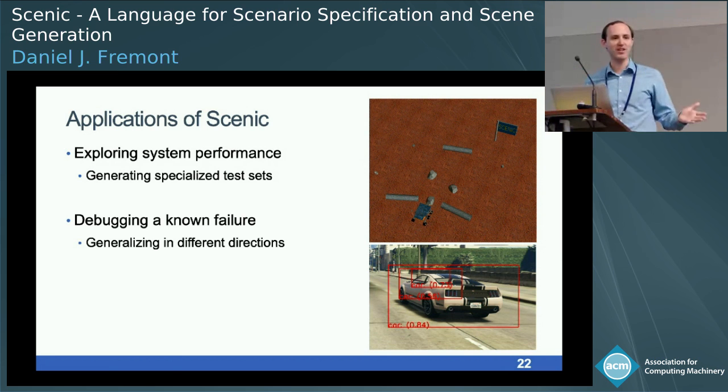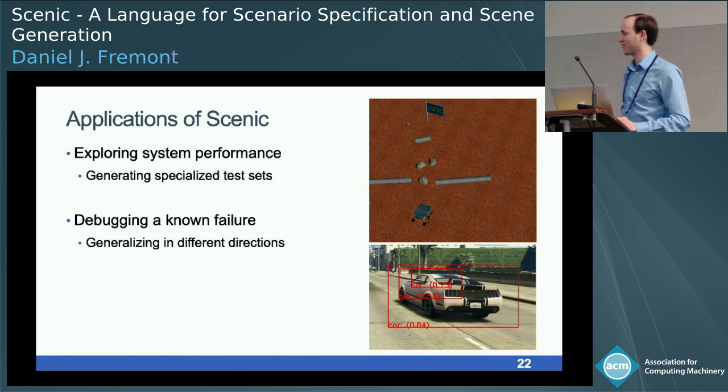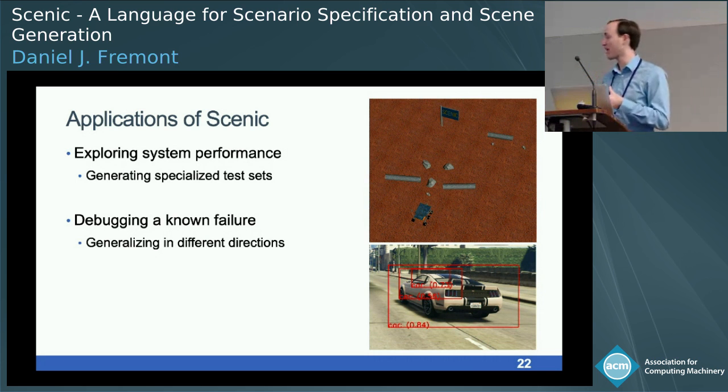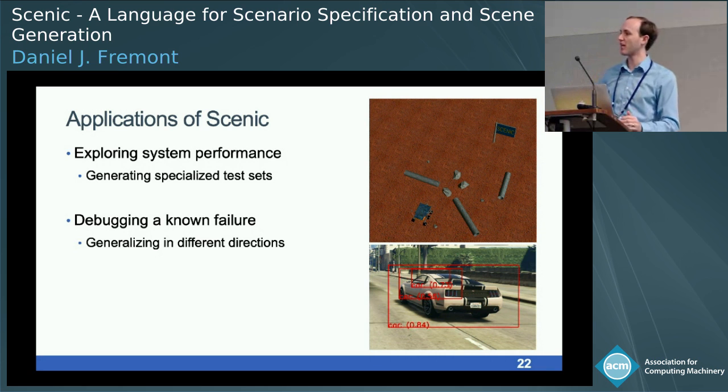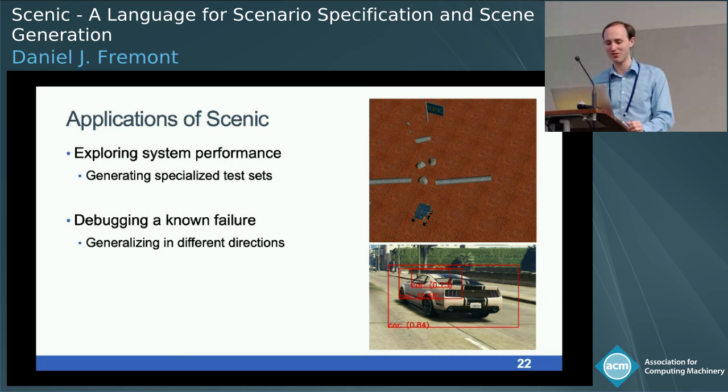A more interesting application is debugging a known failure. So if we have this misclassification I showed before, where one car is labeled as 3 cars, we can generalize this in different directions. So varying the model of the car, the position, and so forth, converge on what the root cause of the failure is, write a more general scenario for retraining, and then get rid of the bug without overfitting to this particular misclassification. We were able to do that in this case. I can talk about it in the questions if people are interested.